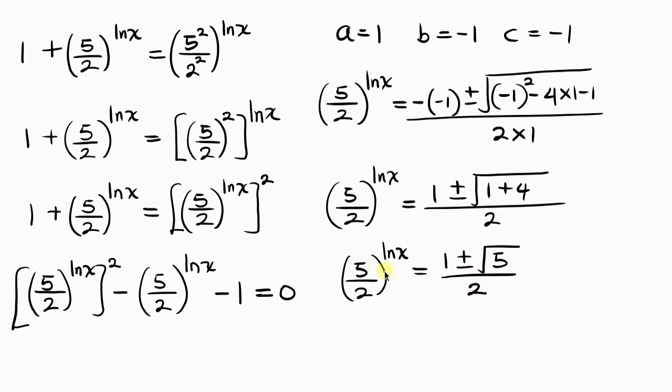And of course, this expression on the left cannot be negative. And because it cannot be negative, we are only going to choose the positive side of what we have here. So 5 over 2 to the ln x is equal to 1 plus the square root of 5 all over 2, which is the golden ratio. Let me just write this in the form of the golden ratio. So this is a golden ratio. But remember, we are looking for x. So how do we get the value for x? Let's see that in the next slide.